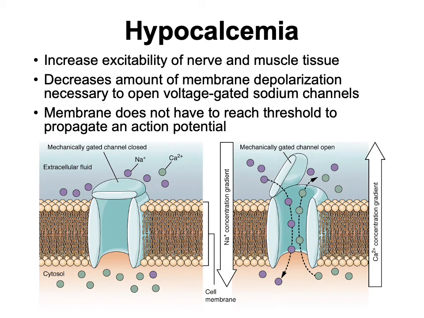Hypocalcemia, that means low blood calcium levels, will increase the excitability of nerves and muscle tissues because it decreases the amount of membrane depolarization necessary to open the voltage-gated sodium channels, because you don't have very many calcium ions surrounding the exterior surface of the voltage-gated sodium channel. The membrane does not have to actually reach threshold to propagate an action potential.